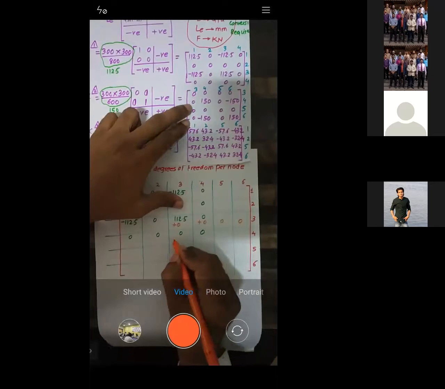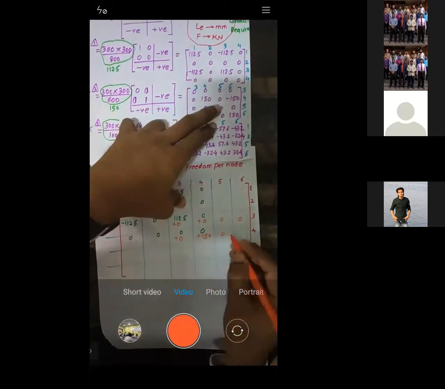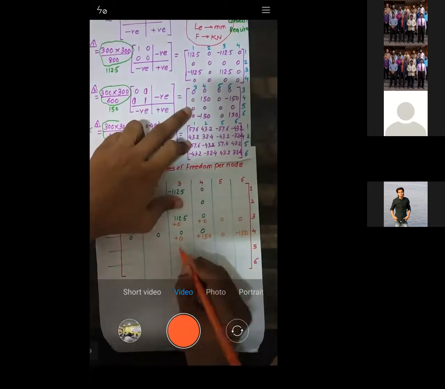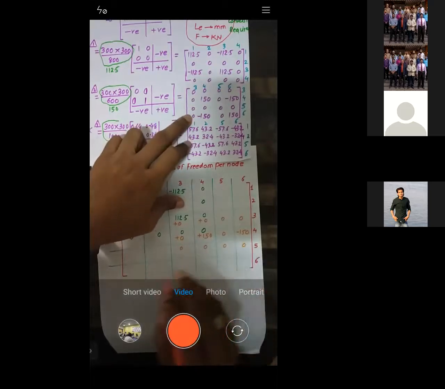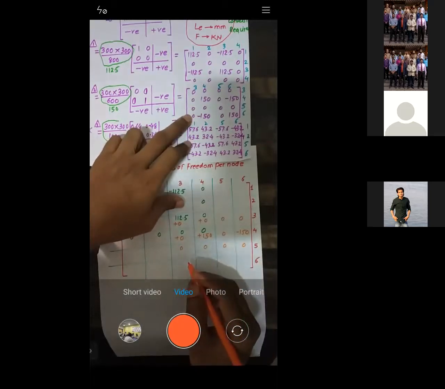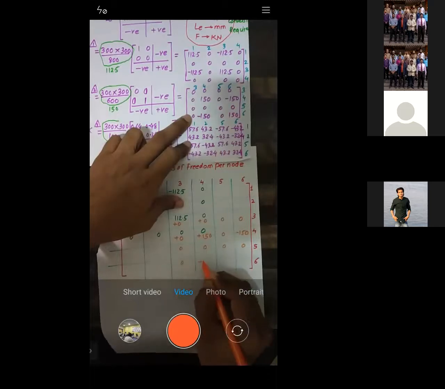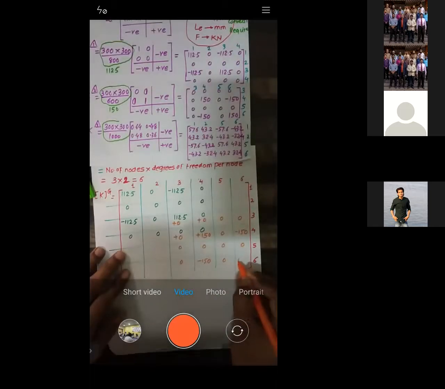Then I will start here plus 0, plus 150, 0 minus 150, right? Then here 0 0 0 0. Okay, fifth row I'm doing, fifth row. Then go to sixth row, 0 minus 150. Okay, 0 and 1.